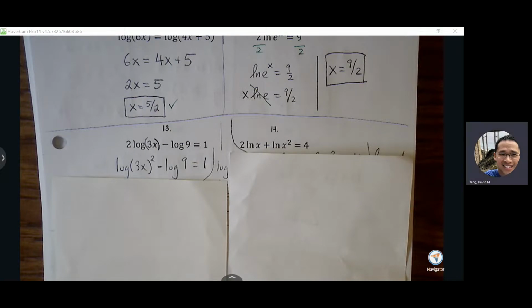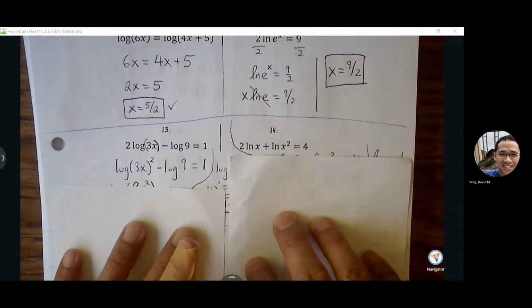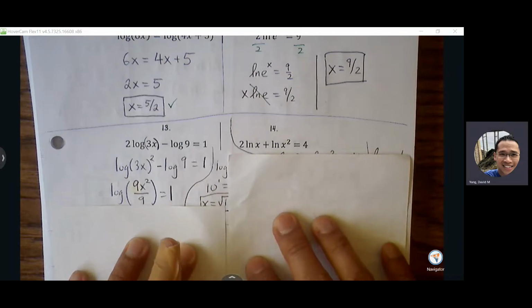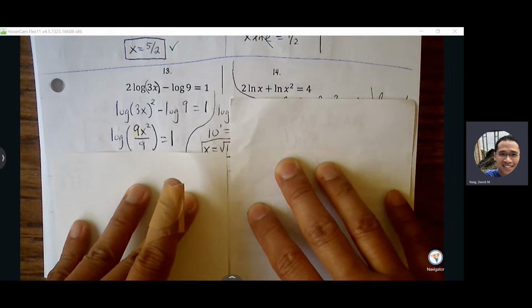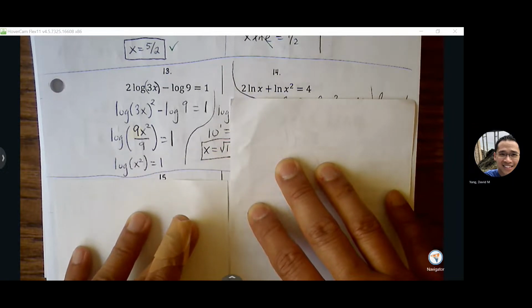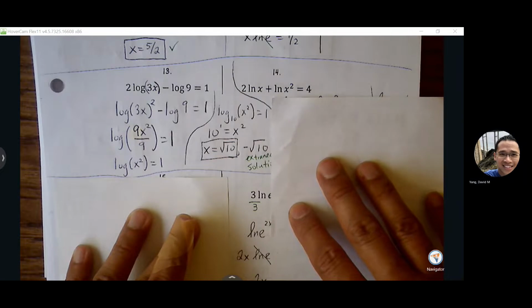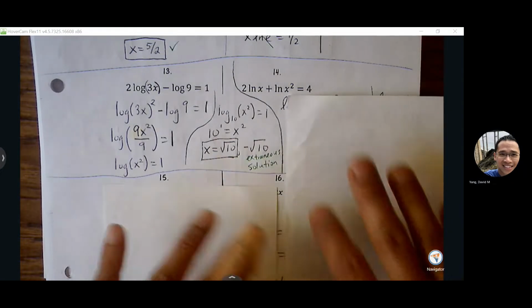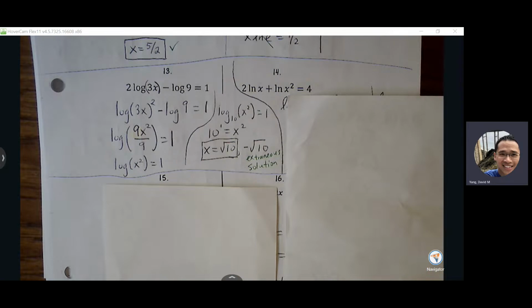Right, so I'm going to just go ahead and distribute that 2 through, make it log 9x squared. And then I'll do quotient property. Nine and 9 cancels out to be just 1. Get that base to show up. Convert to exponential form. Solve for x. I get plus or minus square root of 10. But then when we make our checks, negative root 10 is not going to get that parentheses to be a positive. So we're only going to keep positive square root of 10.